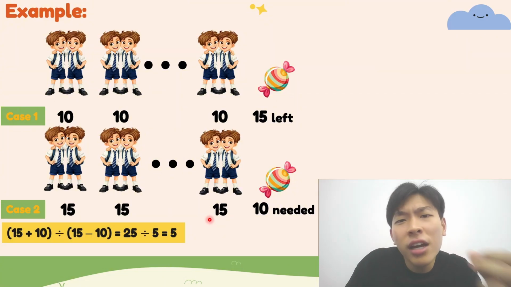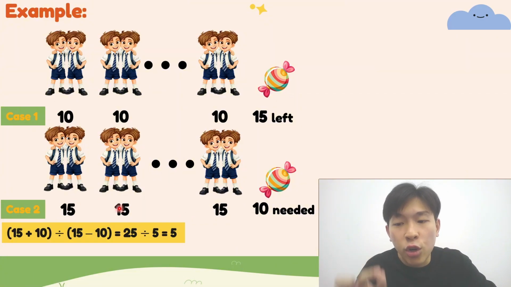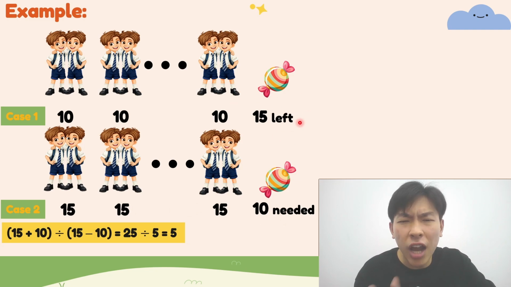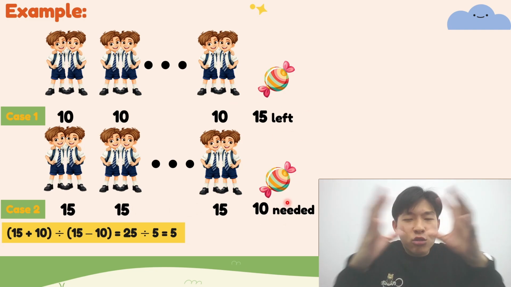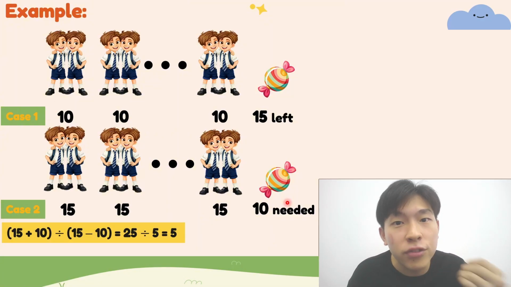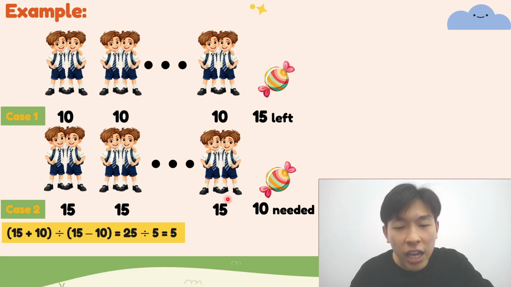Is it 5 students? Let's see from the definition. Here, after I give everyone 10, I say 15 left. Oh, let me give more. Then I give everyone 15. I give each group of 2 students 15 candies. Then, I still need 10. Is this 15 enough? Not enough. I still need 10. So what is the extra? What is the total of the extra candies that I gave to 2 groups of students? 25. Yes, 25. Then, the extra candies received by each group of 2 students is 5.